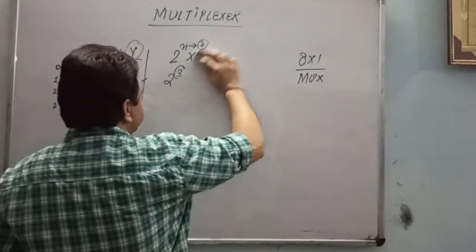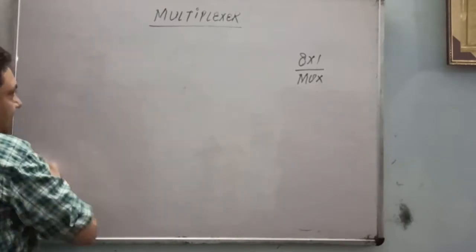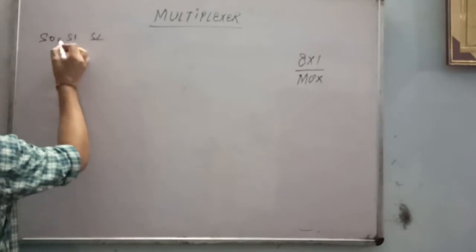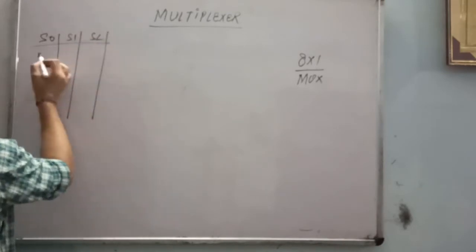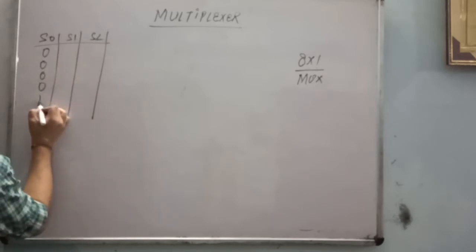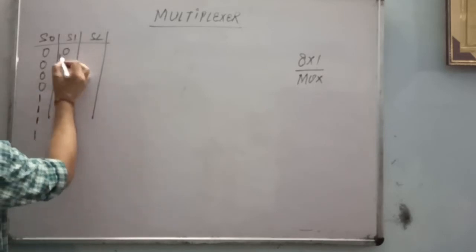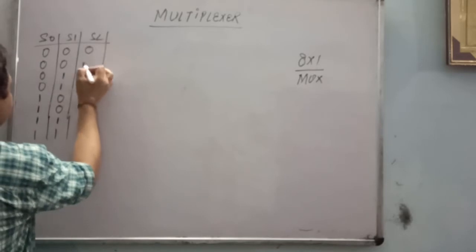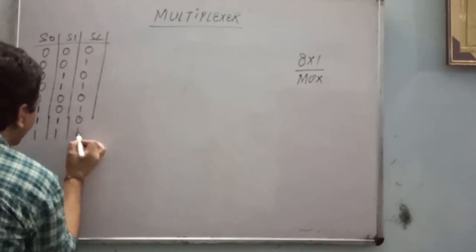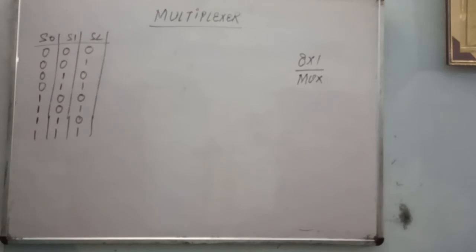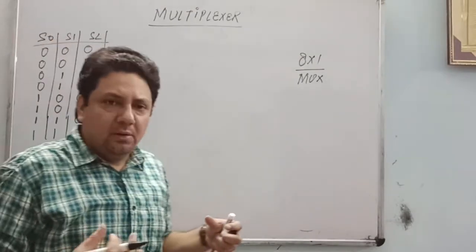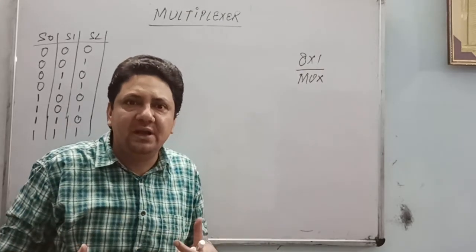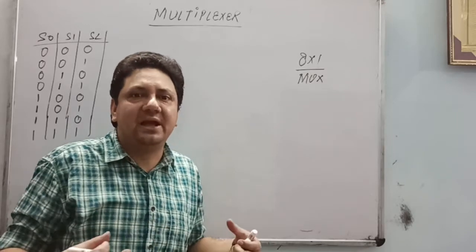Just a moment, I am just erasing. S0, S1, S2. 0, 0, 0, 0, 0, 1, and so on. Understand? Any combination will not repeat here. So the input lines will not collide with another input line. One input line will never come in collision with another input line.